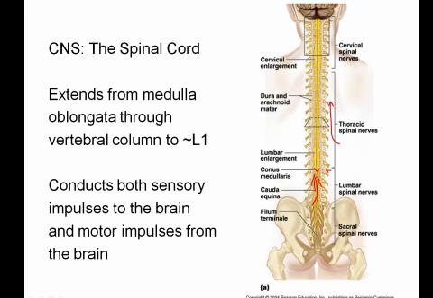The spinal cord also conducts motor impulses. So these would be initiated in the brain. So action potentials would be sent down the spinal cord and then synapse on motor neurons that will exit the spinal cord in the spinal nerves and carry motor commands to muscles and glands all throughout the body.